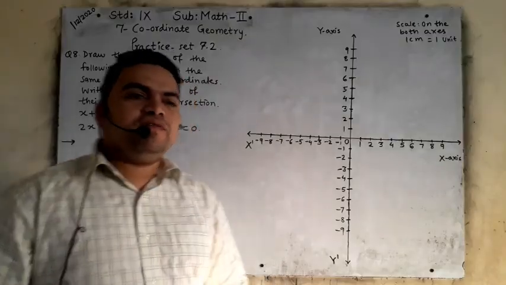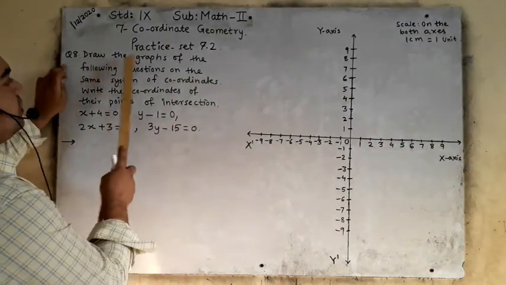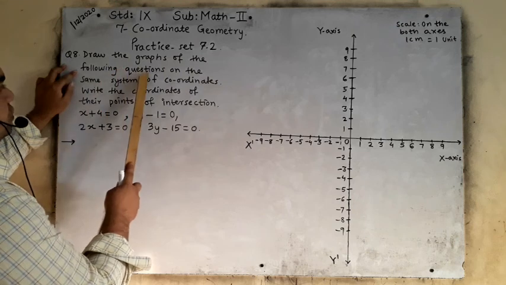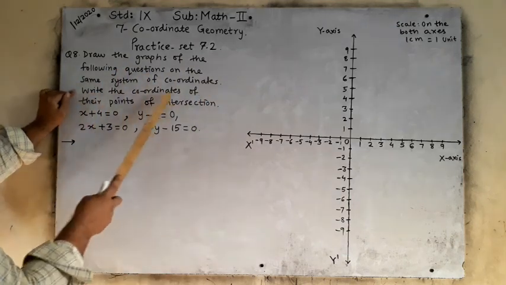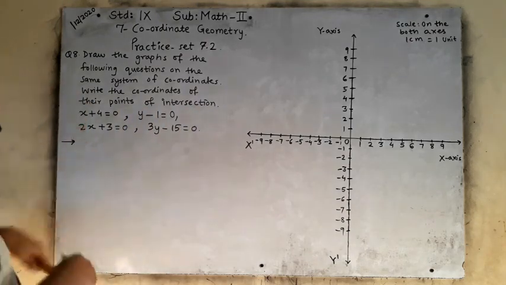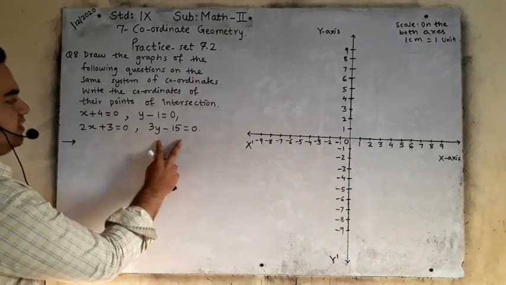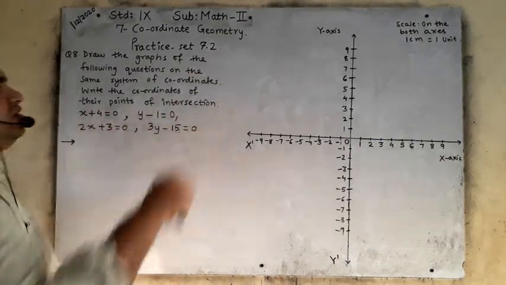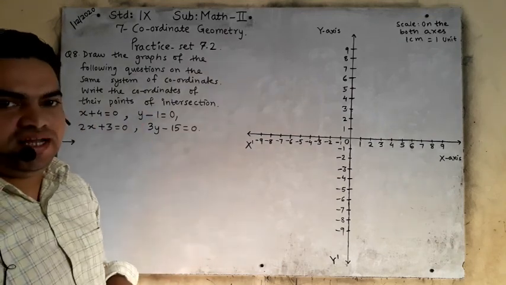So dear students, now we will see question number 8. Please read it carefully. Draw the graphs of the following equations on the same system of coordinates. Write the coordinates of their points of intersection. It means we have to solve this equation, then this equation, then this equation, and then this equation. Then we will draw lines and we will see where they intersect each other.